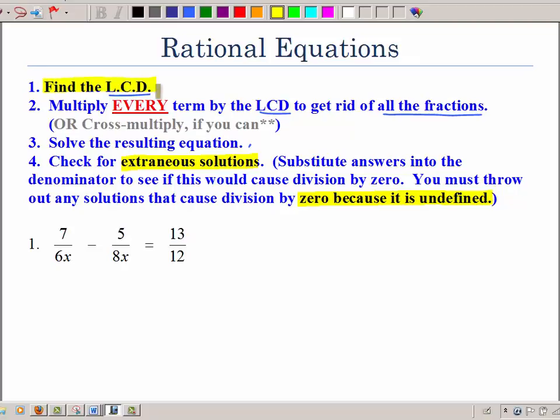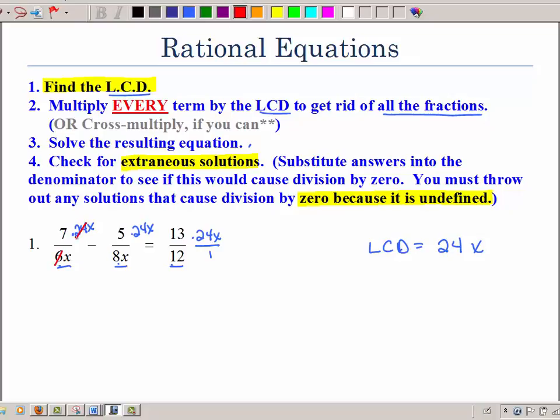So let's find the LCD. Well, 6x, 8x, and 12. Between 6, 8, and 12, the LCD, I believe, is 24. And then, of course, we need the x. So we want to multiply every term by 24x. And remember, that's like over 1, so we can reduce. All right, that's what we're going to do.